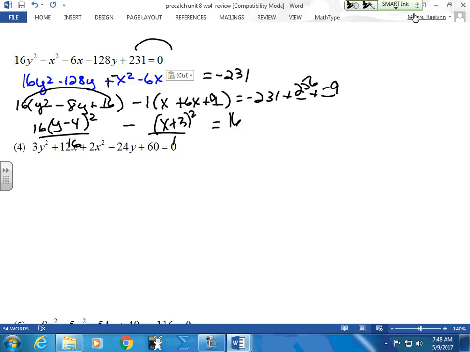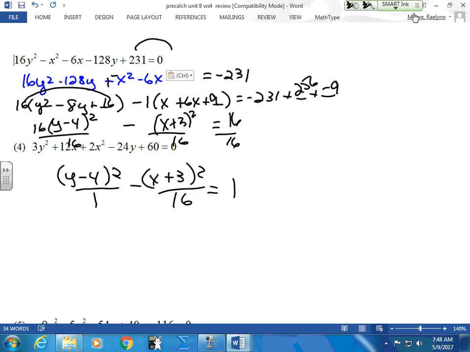Divide everybody by 16. So this, if it helps, I would keep this over 1. This way you know what A is, because sometimes if you don't put the fraction, you don't see it. Okay, so what's A? 1. Remember, A squared always comes first.